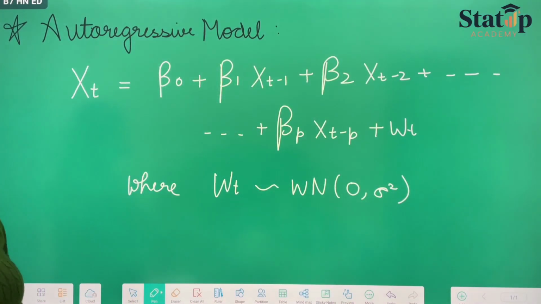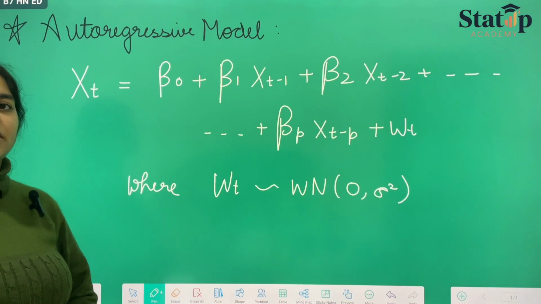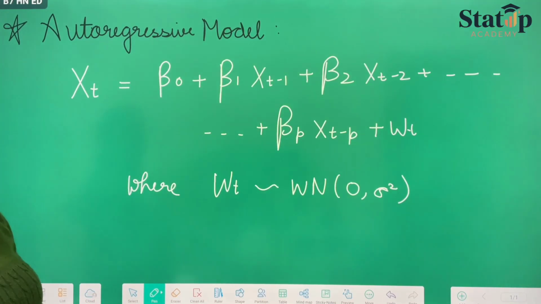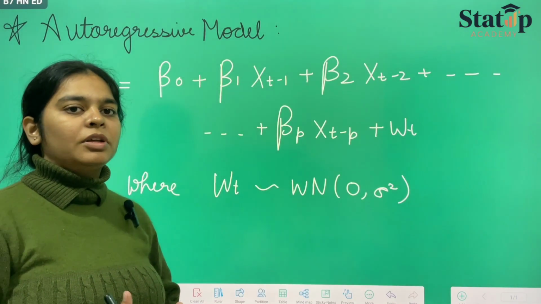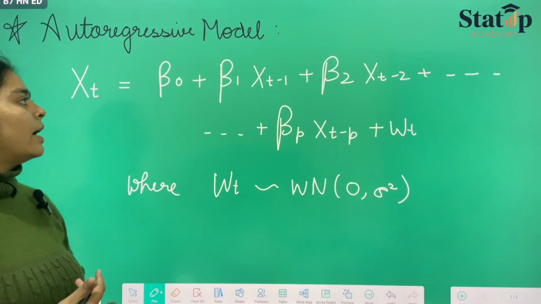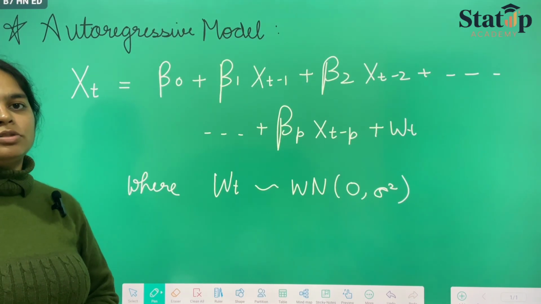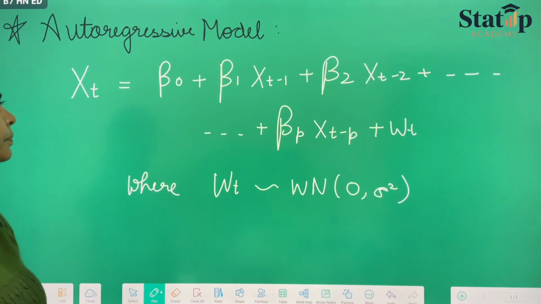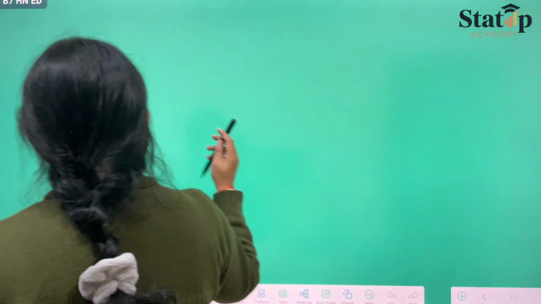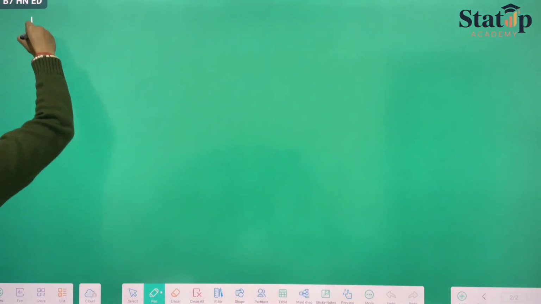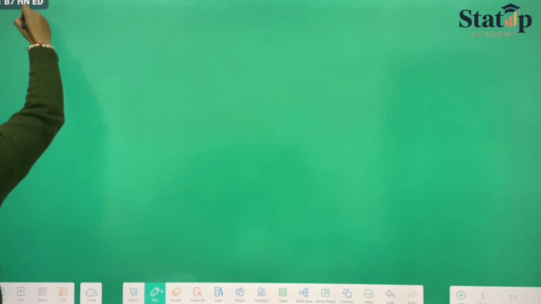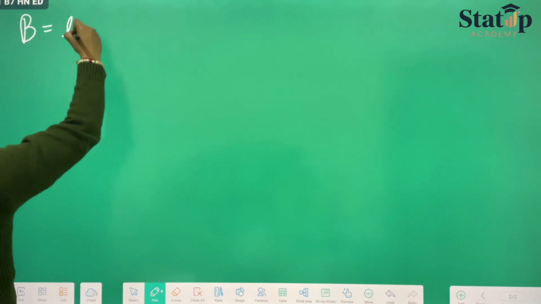As in the econometrics model we have the error term, in a time series model we have the white noise term. So whenever our model depends on the previous p values of the model itself, then that series or that model is known as an auto-regressive model. Now this model can be converted, if suppose we take the backward difference operator. Let B be the backward difference.